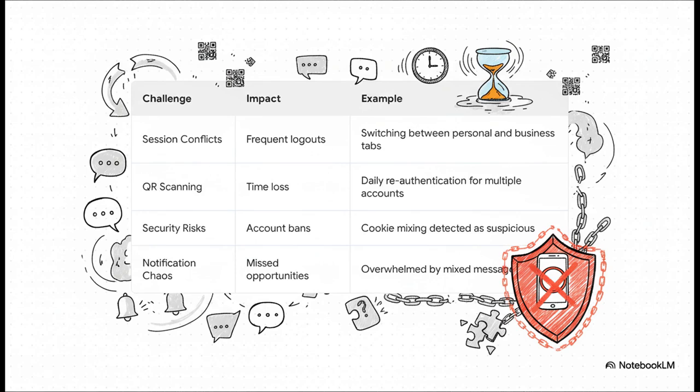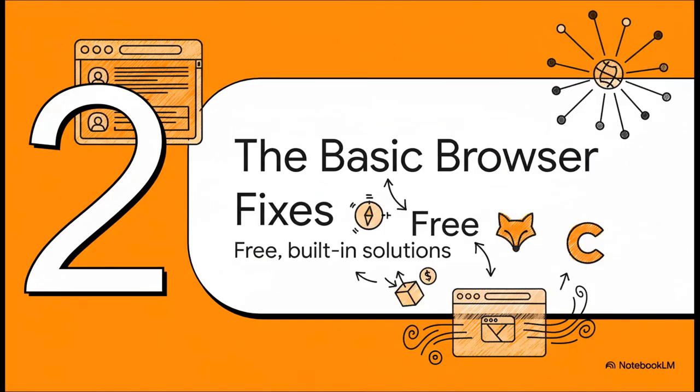Now, the session conflicts and all that QR scanning, those are obvious time wasters. But look at that security risks column. That's something more serious. When your browser's cookies get all jumbled up, WhatsApp's system can actually flag it as suspicious activity, and that could potentially lead to an account ban. That, plus the chaos of mixed-up notifications, means you're not just losing time, you're risking access and missing out on real opportunities.